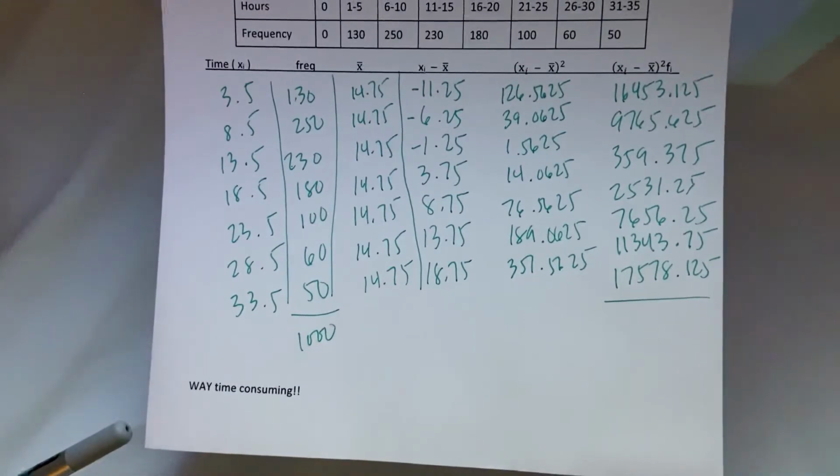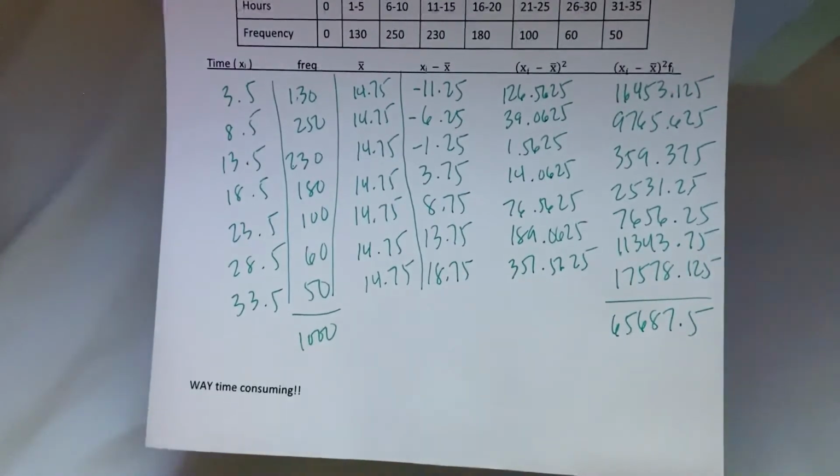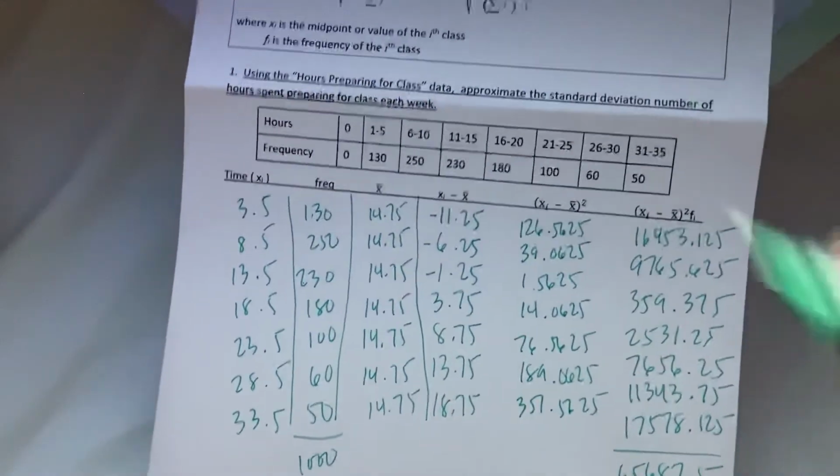16,453.125 plus 9,765.625 plus 359.375 plus 2,531.25 plus 7,656.25 plus 11,343.75 plus 17,578.125 gives 65,687.5. What does the formula say we're supposed to do?